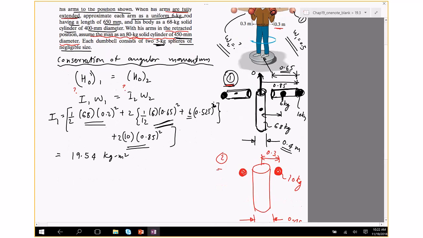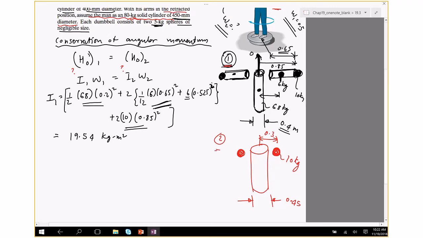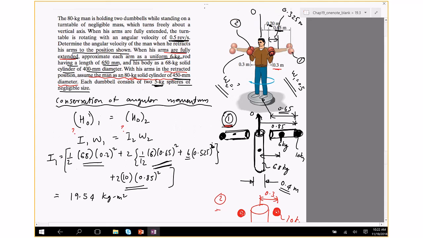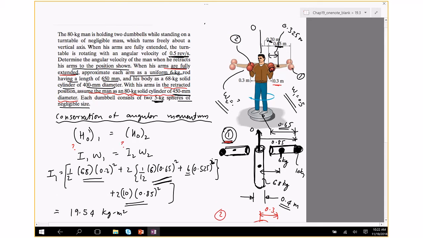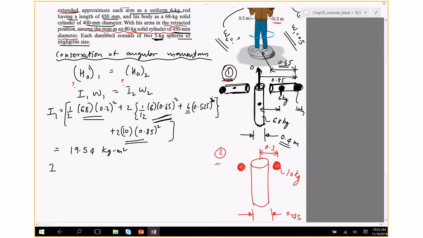Any questions on that? Yeah. Where did we get the 0.525? Sure. I need to find the distance of the center of mass, which I'm just showing here, from the axis O. So this distance is 0.2 plus half of 0.65, so 0.525. Is that clear? Okay, any other questions?